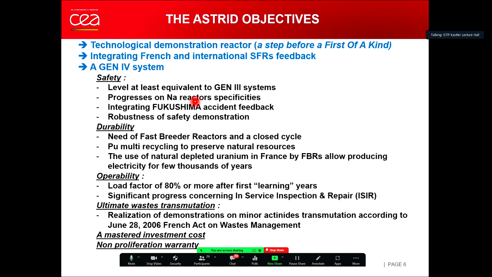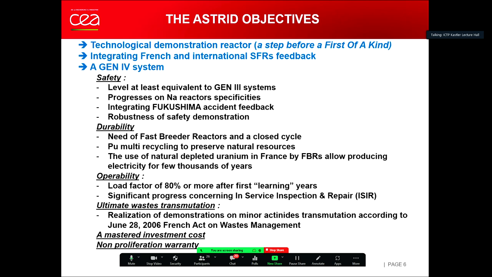Progress on sodium reactor specificities. What are the specificities? Of course, one is the possibility to have a sodium fire, how to deal with that, or sodium water, even if it's more comfortable, according to me. Integrating the Fukushima accident feedback, it means for the decay removal systems, particularly, robustness of safety demonstration, durability, so you know all these aspects of Gen 4. I don't go again in detail, okay?